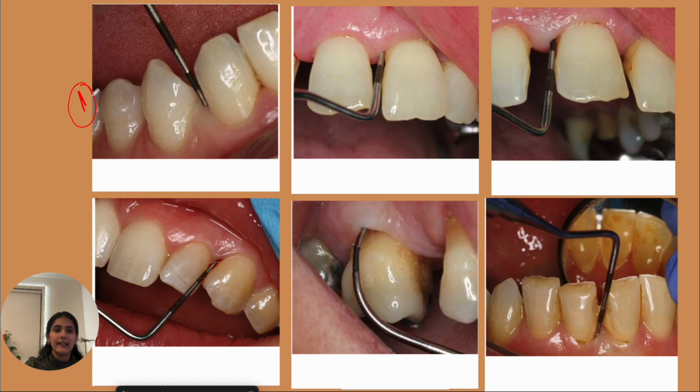Okay, so let's see the answer. Dr. Stalin, Dr. Arindam, Dr. Kulsum, and Dr. Dev, your answer is correct. It's BPE score number 0. Now, what about the second one? The second picture here.